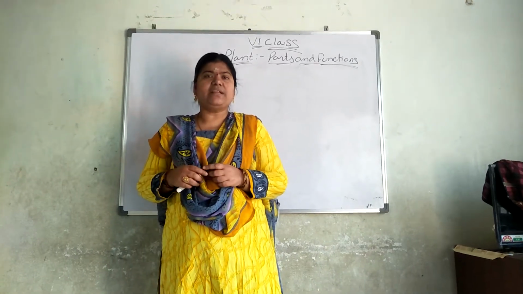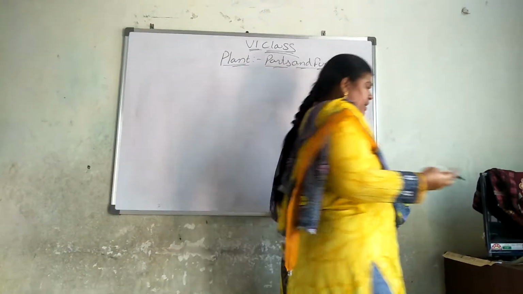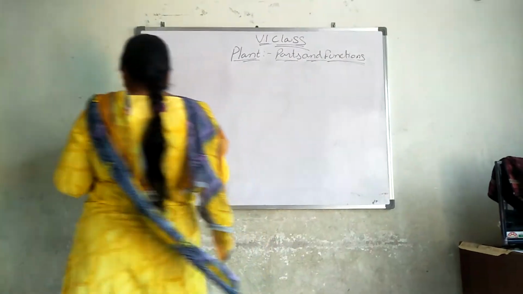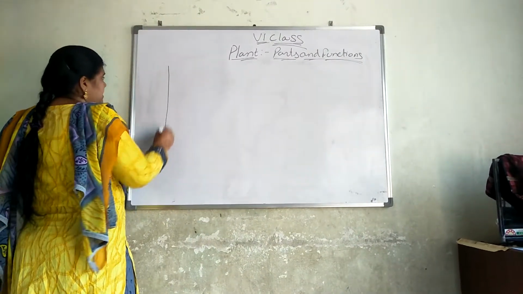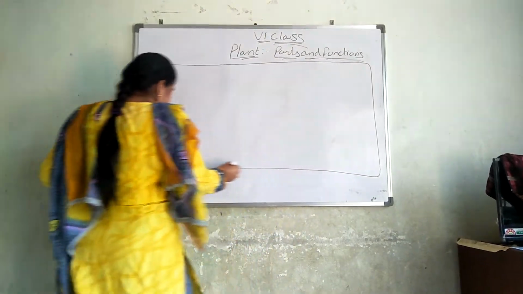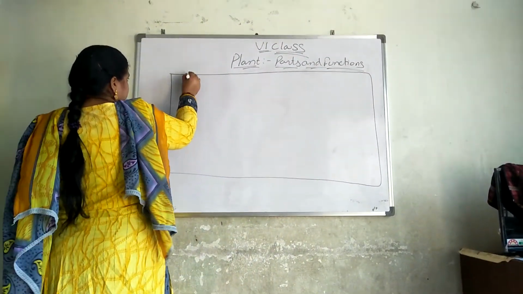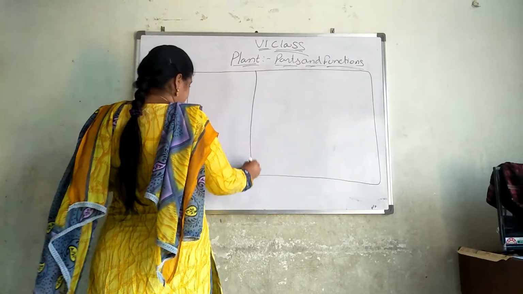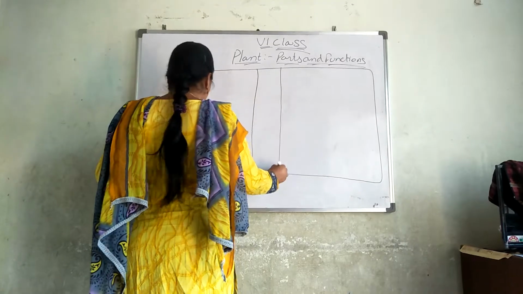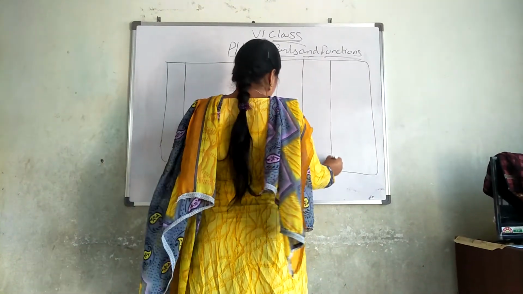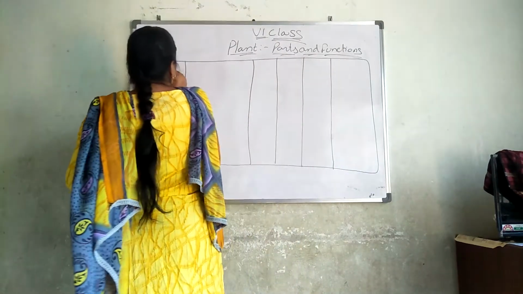Yesterday we discussed. In our textbook we have a table, Table 1. Just see that one. What is given there? It asks us to name the plant and find out whether it has all the things or not. So in total 5 we have to take: name of the plant, root system, stem, leaves and flowers.